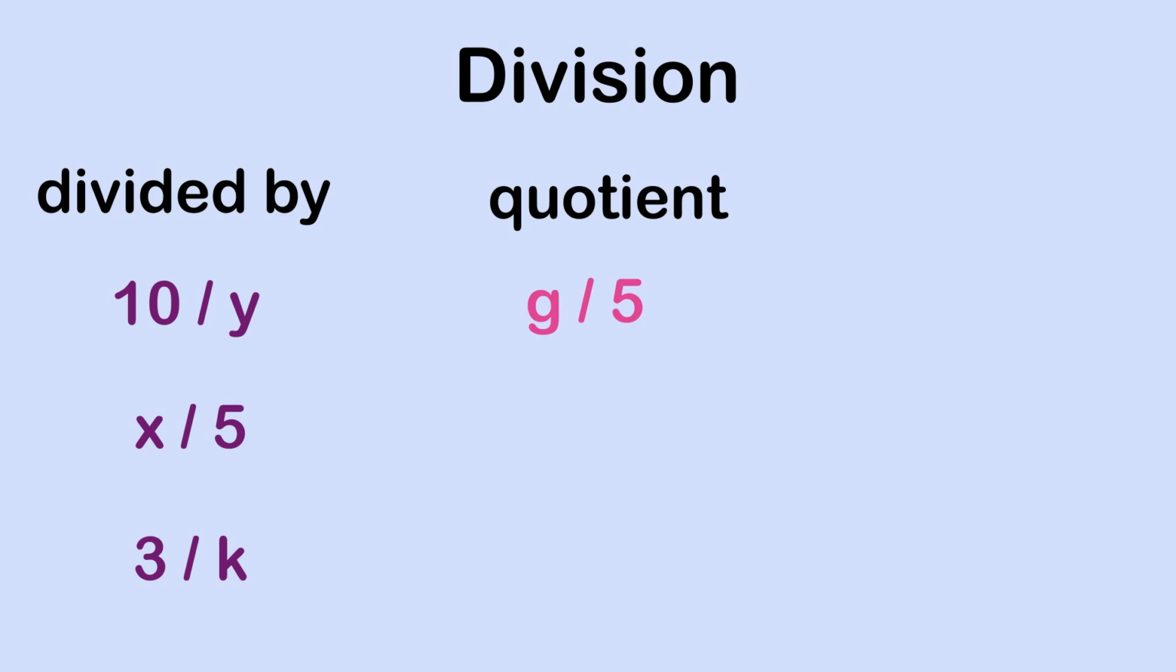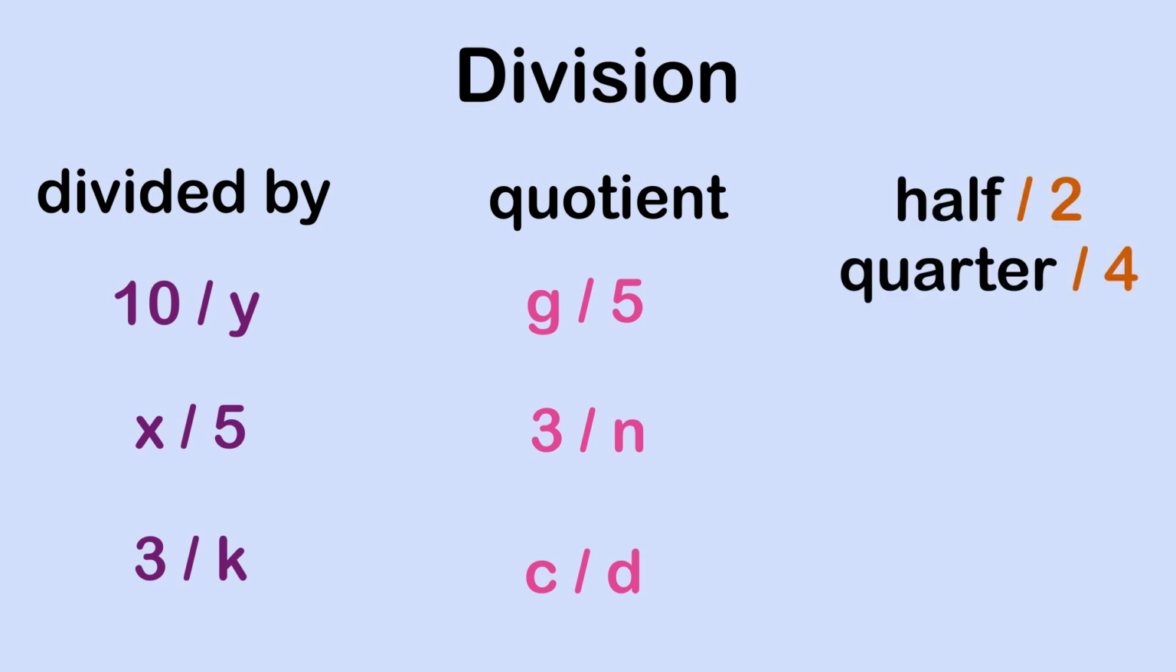Like 10 is divided by y. x is divided by 5. 3 is divided by k. The quotient of g and 5. The quotient of 3 and n. The quotient of c and d. There are also special division words like half or halved, which means dividing by 2, and quarter, which is dividing by 4. Like this, x is halved. Half k, quarter of e.